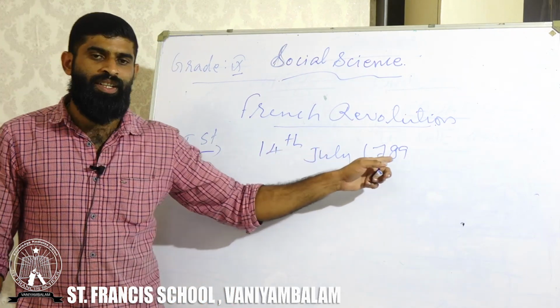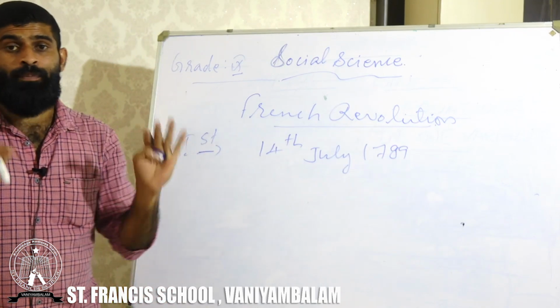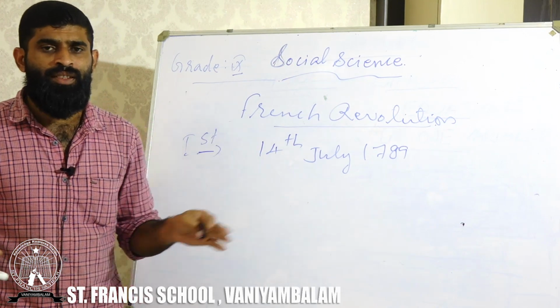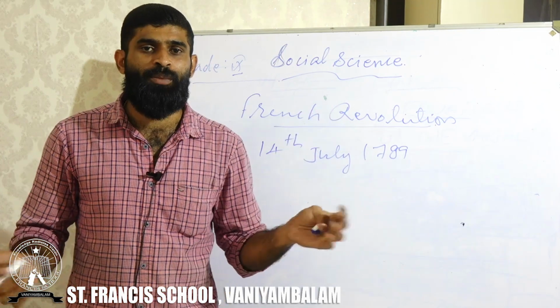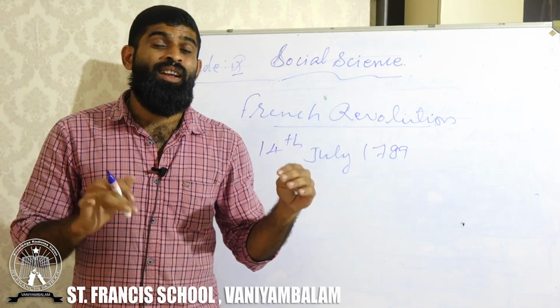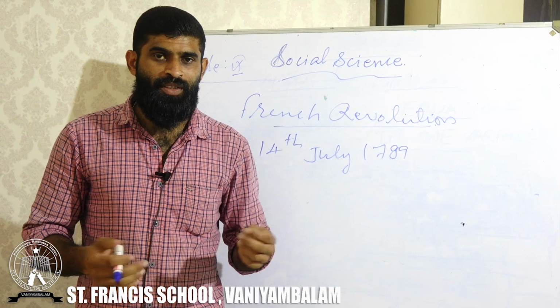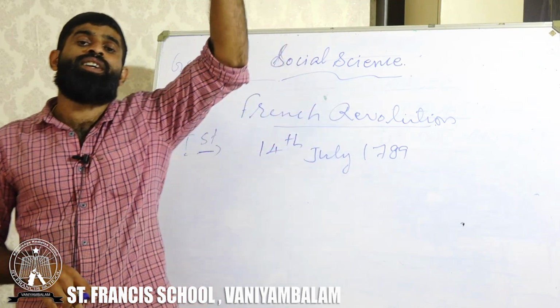Okay, so what is the date we need to remember from the first paragraph? The 14th July 1789. What happened on this date in France? It was the war. Which war? We call it the revolution. Revolution means what? War. In France, the common people had led a war against their rulers. Hope it is clear. Okay, so on 14th July 1789, there was a rumor.